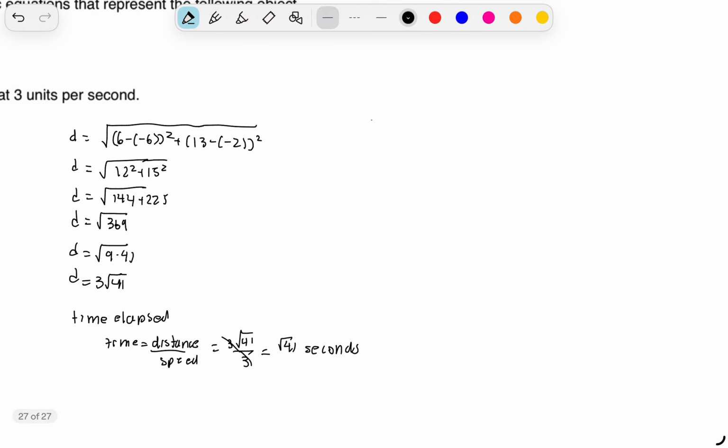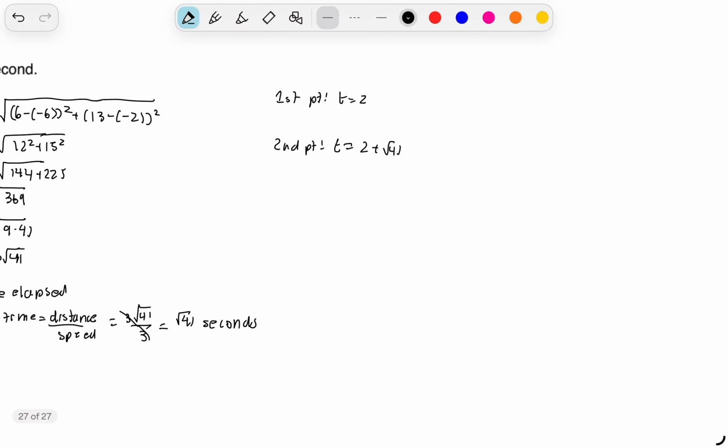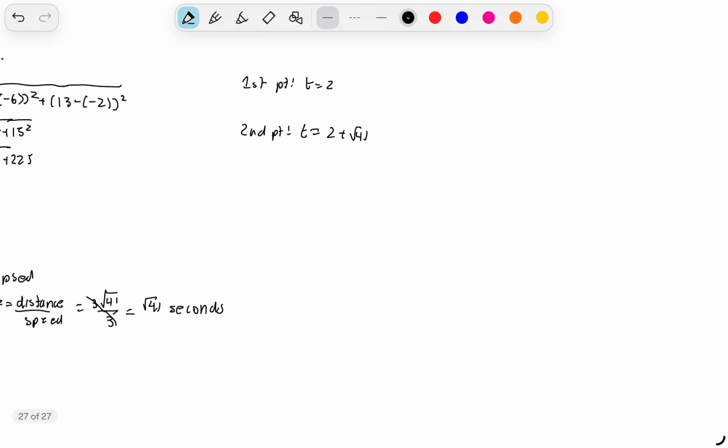And since we know that your first point is t is equal to 2, that means your second point is t is equal to 2 plus the root of 41. So that's when your second point is going to happen. So you need to find what x is going to be. Right now for x, we have 2, negative 6, and here we have time of 2 plus the root of 41, 6.